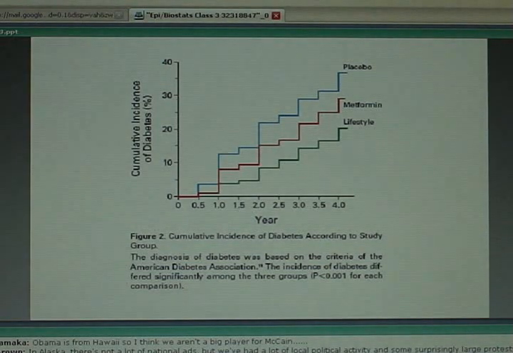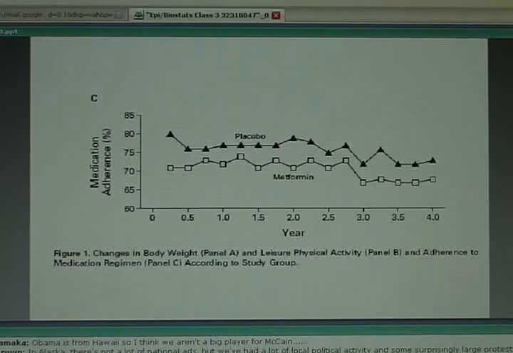So it's important that you can convince the readers that the people who are assigned to these two different pill groups, placebo and metformin, actually took their assigned treatments. And notice that the compliance was lower in the metformin group. That's a problem. That might be due to side effects.